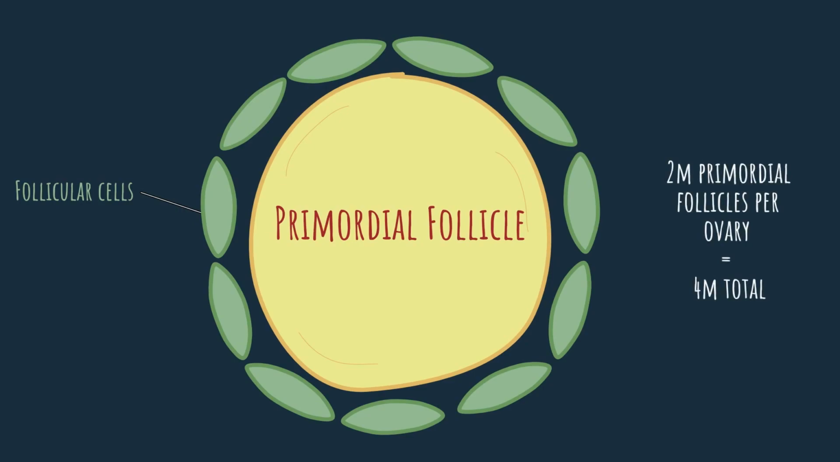These 4 million oocytes will remain arrested in their maturation until this baby reaches puberty. At puberty, the ovarian cycle will begin and the eggs will resume their maturation. And that will be the focus of our next lesson.